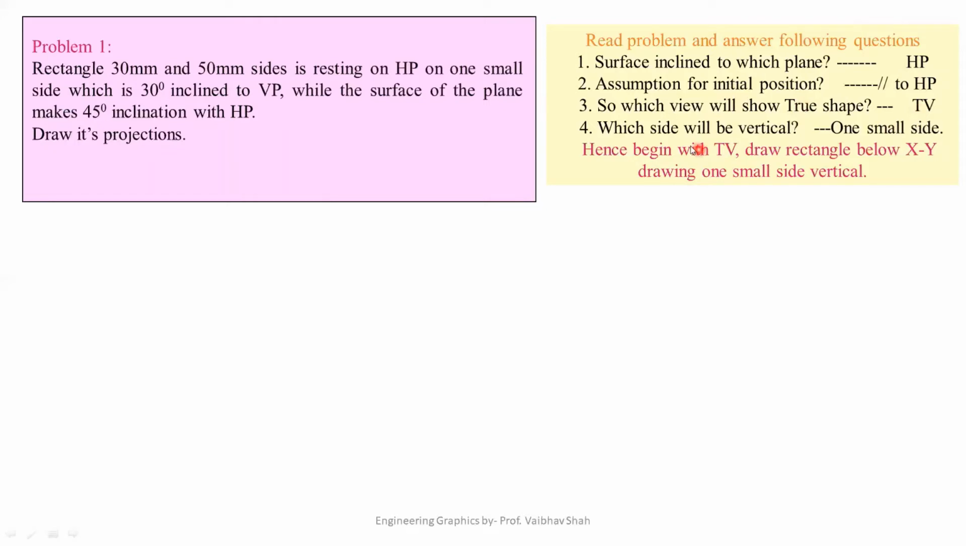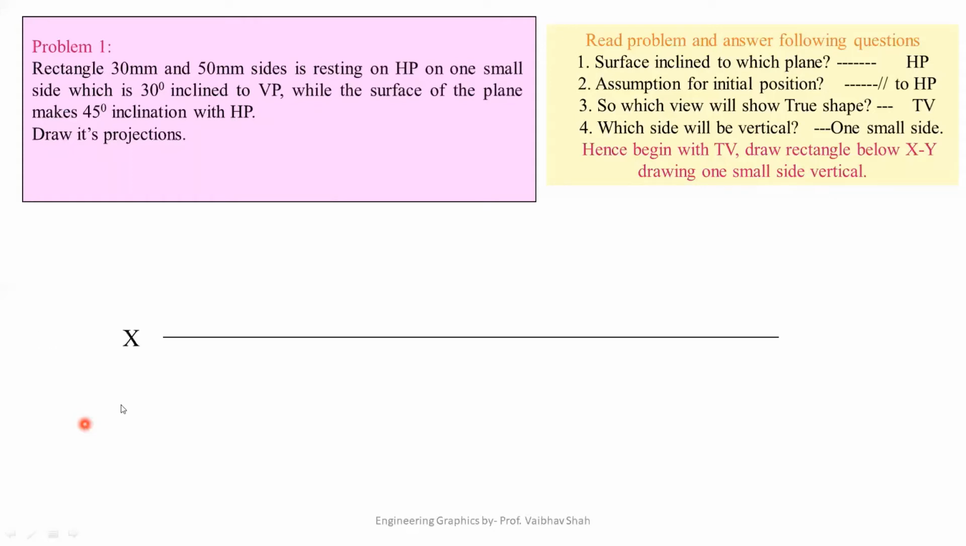Now the final question: which side will be vertical? It is said that it is resting on one small side which is inclined at 30 degrees to VP. So it is nothing but your one small side which we have to make vertical while drawing the object in your horizontal plane. Hence we will begin with the top view by drawing the rectangle below the XY line in HP and drawing the one small side vertical. So now let us start.